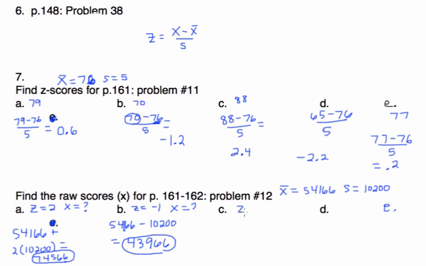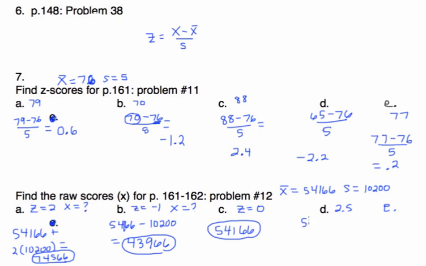C, if my z-score is 0. If your z-score is 0, it means you're right at the mean. B, if your z-score is 2.5. That means you're 2.5 standard deviations above the mean.